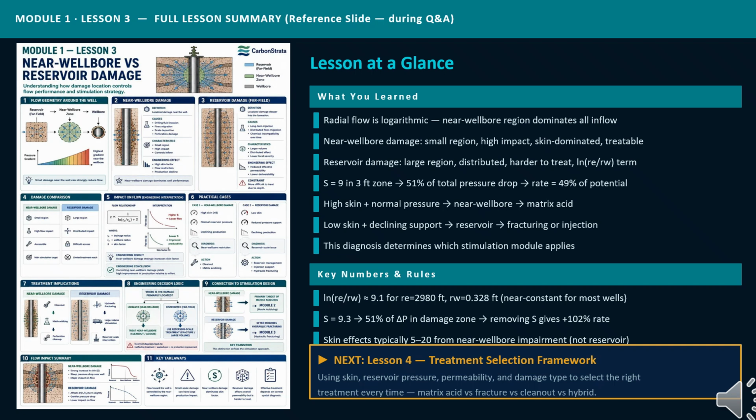Now lock the diagnostic rule. High skin with normal pressure, treat near-wellbore. Low skin with declining support, go reservoir scale. 2 numbers. 1 decision. Get it right, and you pick the correct treatment. Get it wrong, and nothing works. That is the whole lesson.